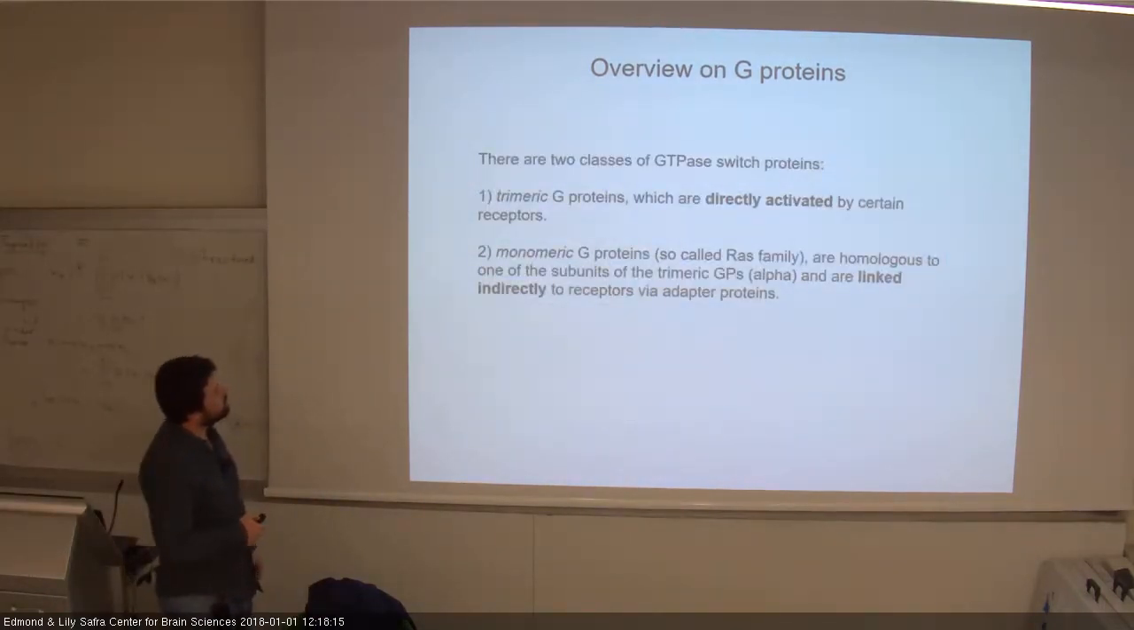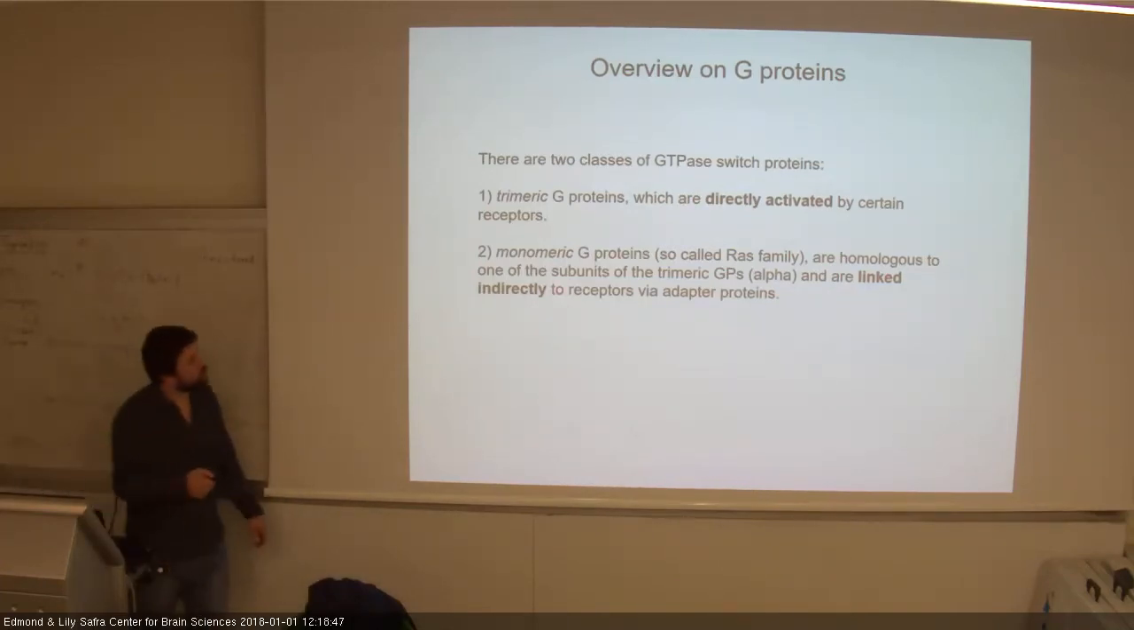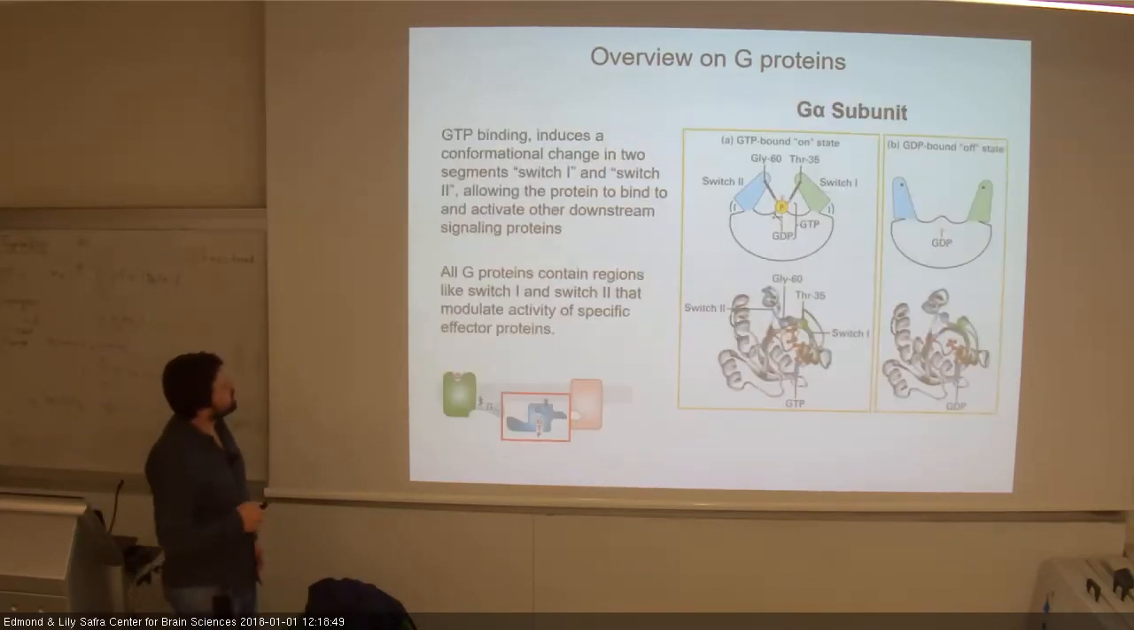So a small point is that G proteins are actually in 2 categories. We're only going to talk about the trimeric G proteins, like you saw before, which are directly activated by the receptors, but there is also a second type of monomeric G proteins, often called RAS, that have only one subunit of the trimeric G protein, normally the alpha subunit, and they're linked indirectly to the receptors through special types of adapter proteins. But in our examples, we're going to show trimeric G proteins.